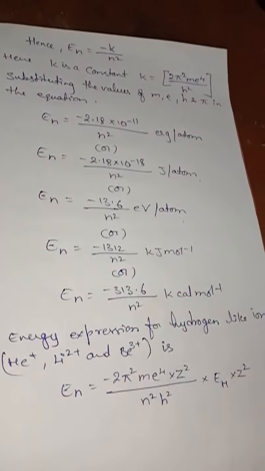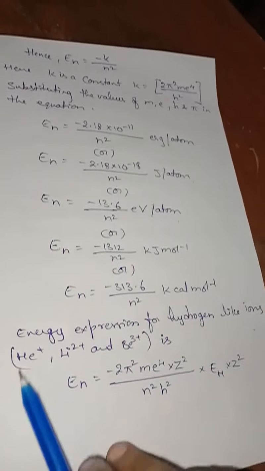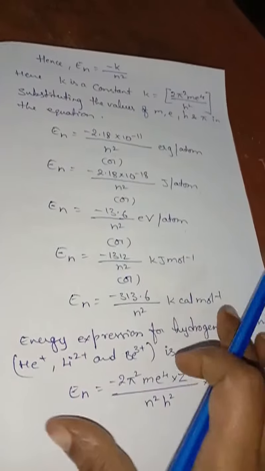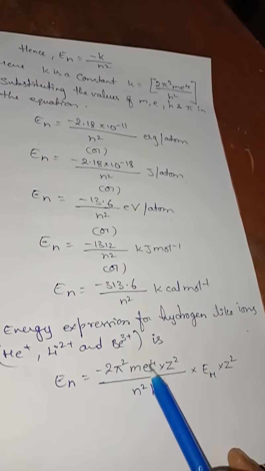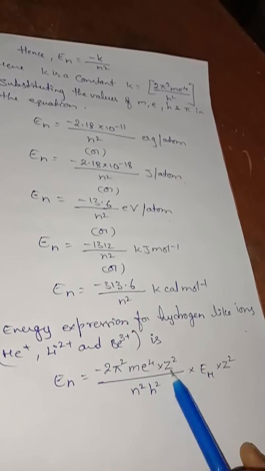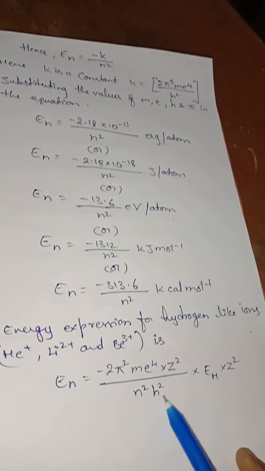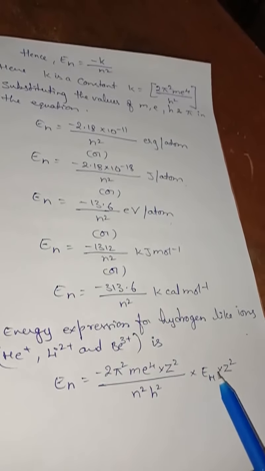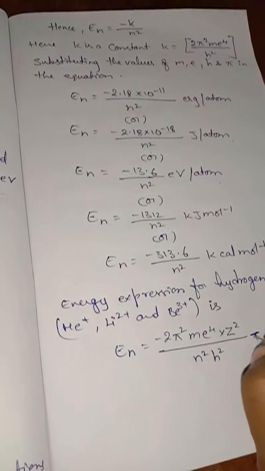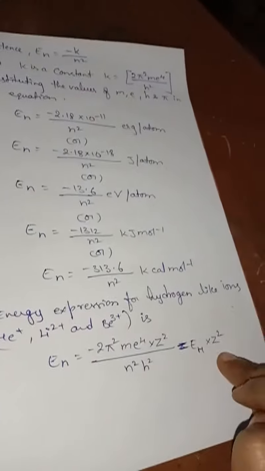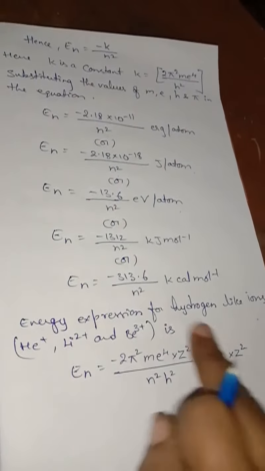So if you want to find the energy expressions for hydrogen-like ions such as helium, lithium, beryllium, then the formula is En equal to minus 2 pi square m e to the power 4 into Z square by n square h square, where Z is nothing but its atomic number. Sorry, this is equal to EH into Z square. So if you want to find for other atoms like the hydrogen atom, this is the formula.